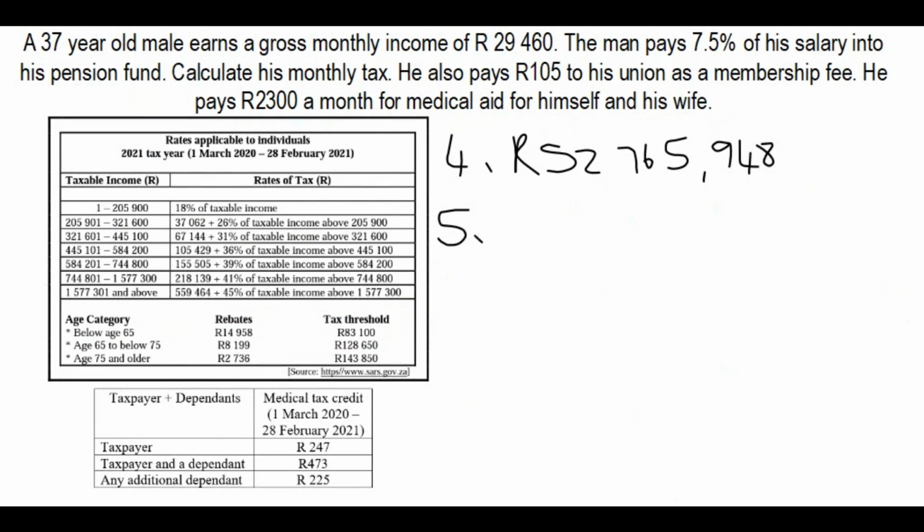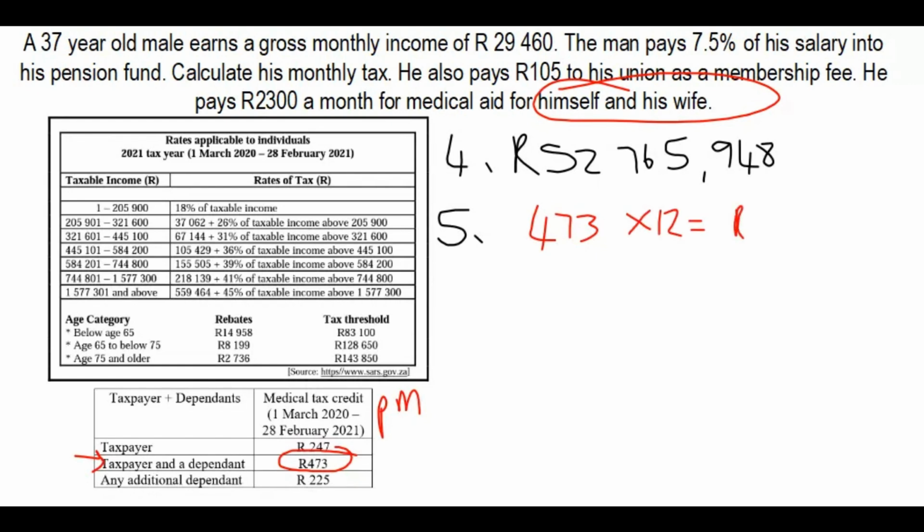Now since it's him and his wife, you'll see that he pays in this medical aid column 473 rand, and this is per month. Remember that. So we go to this credit of 473 rands because it's taxpayer independent, that's 2 people, times 12 because we want the annual amount, and that one was per month, and it's 5,676.